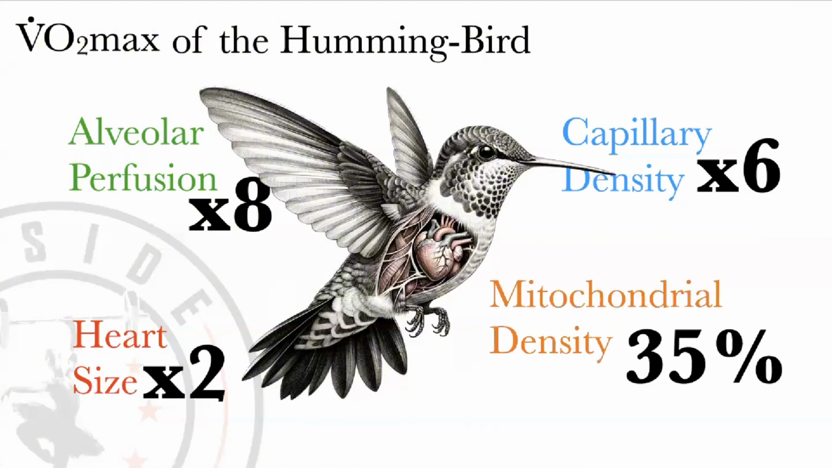And finally, we also know that the Hummingbird has a mitochondrial density that's about 35% of its muscle cell volume. To give you a point of comparison, in humans, it's between 3 and 9%. 3% for sedentary people, 9 to 10% for highly trained endurance athletes. Well, the Hummingbird has more than 3 times that density of a high-level athlete, and all those elements combined explain why the Hummingbird has such a high VO2 max.